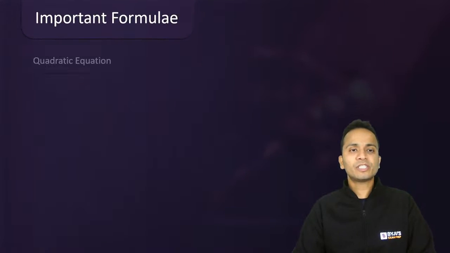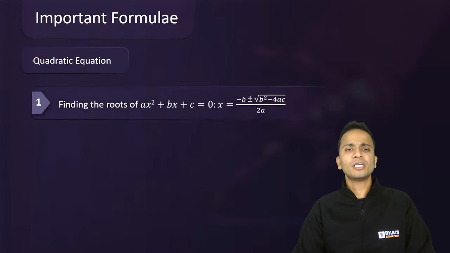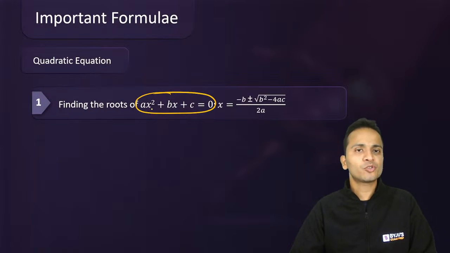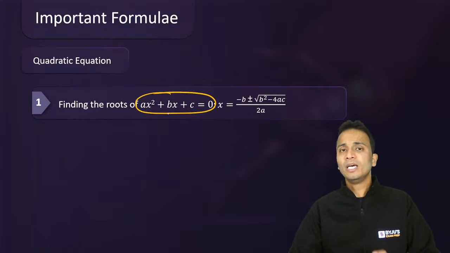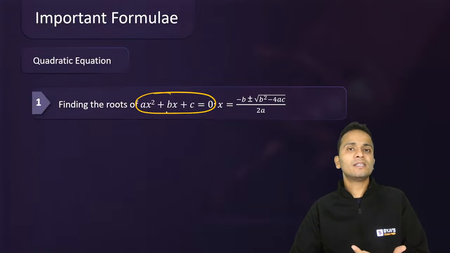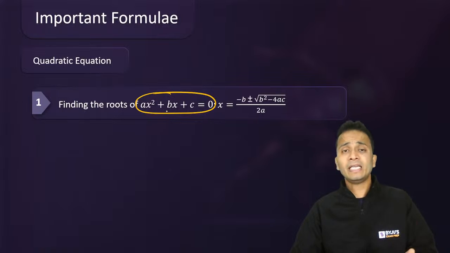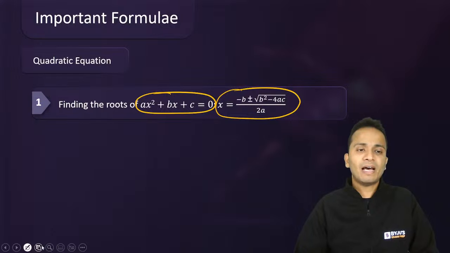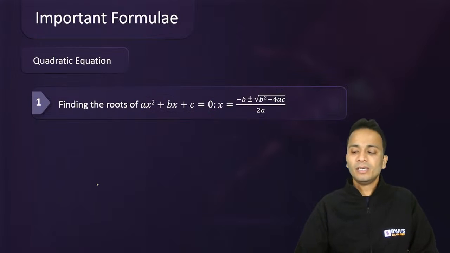The next set of formulas is on quadratic equations. The general equation is of this type: ax square plus bx plus c equal to 0. Now there are two methods of finding the roots of the equation. One is the factorization method, but in case you are unable to factorize, you can use the direct formula to calculate the values of x.